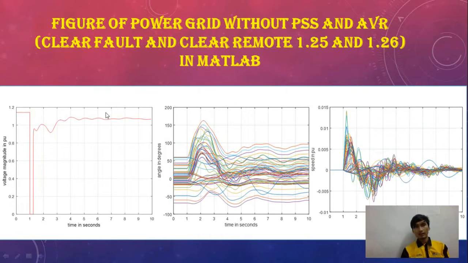So this is a figure of the power grid without PSS and AVR. We set the clear fault and clear remote at 1.25 and 1.26. So figure 1 shows the voltage magnitude in PU versus time in seconds. The fault occurred at 1, and after 0.25 the voltage is increased to maintain the voltage in the power grid.